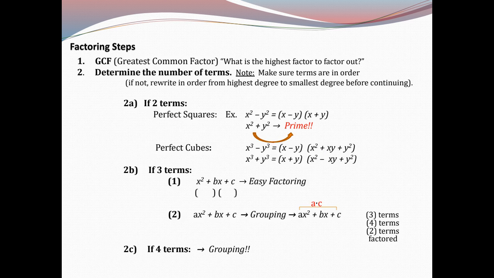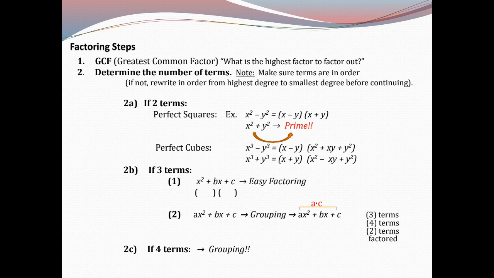Okay. So here are some basic steps in order to factor. The first step is always factoring out what's called our greatest common factor, which I'll refer to as the GCF. This is the highest factor that can be factored out of a polynomial. The second step is to determine the number of terms that you're looking at, and that will always help us decide what type of factoring technique we need to use.